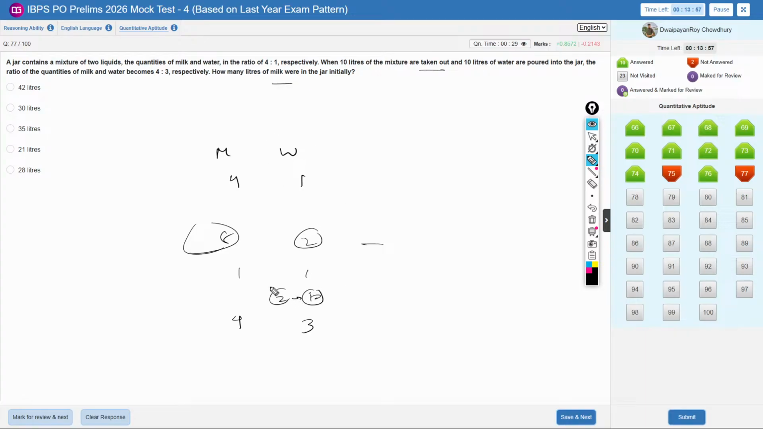Initially milk. So currently milk is 5. So initially it was 4, right? So 20 to 28 total.